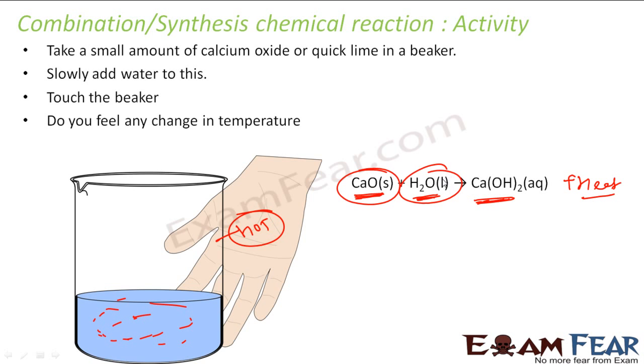So if you see, two items became one item, right? And this is an example of a synthesis chemical reaction. Correct? So where we have two inputs, A and B, it gives you a new output, one product.